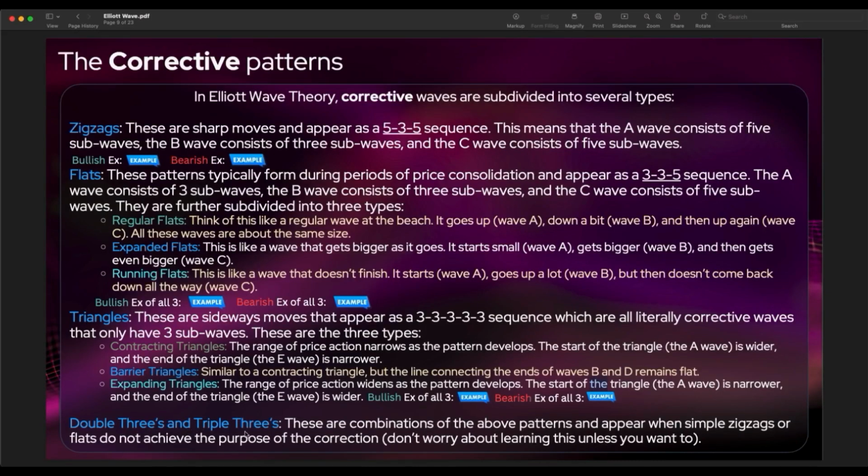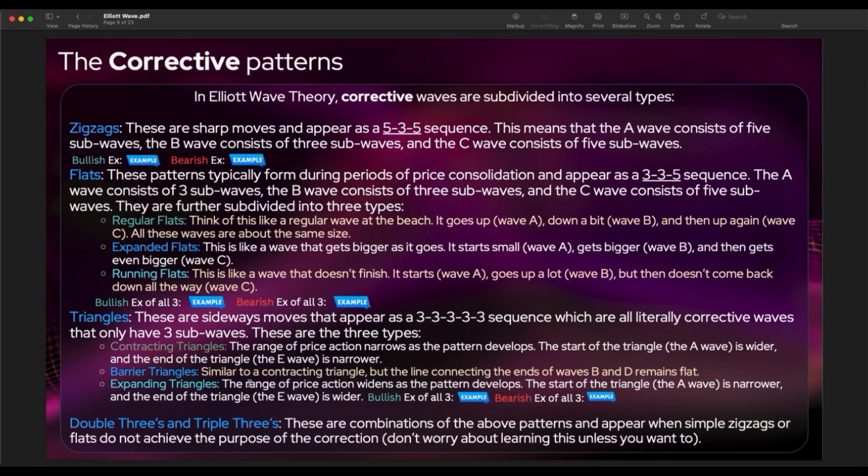Finally, double threes and triple threes. These are combinations of the above patterns and appear when simple zigzags or flats do not achieve the purpose of the correction. Now don't worry about learning this unless you want to. I didn't even bother looking into it as much. I did a little bit of research on it, but I was like, you know what? At this point, I'm more worried about trading patterns with price action and Elliott Wave. So don't complicate this for yourselves. You don't really need to learn this unless you absolutely want to be an A+ professional on Elliott Wave.